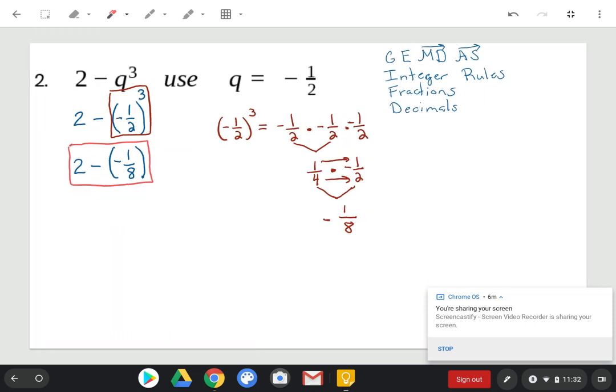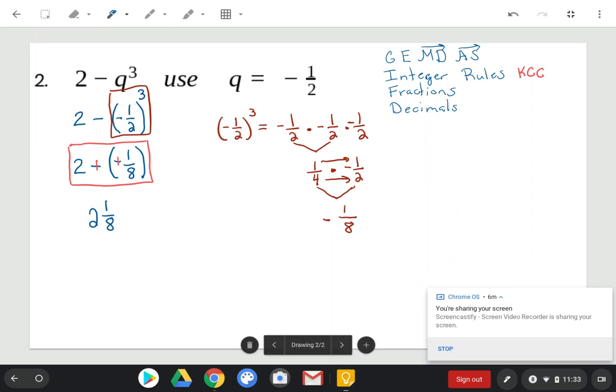Our integer rules for subtracting integers tell us to add the opposite or keep, change, change. So I am keeping the 2 just as it is. I am changing the subtraction to an addition sign, and I am changing that negative 1/8 to a positive 1/8. So now I have 2 plus an eighth. And 2 plus an eighth is just 2 and 1/8.